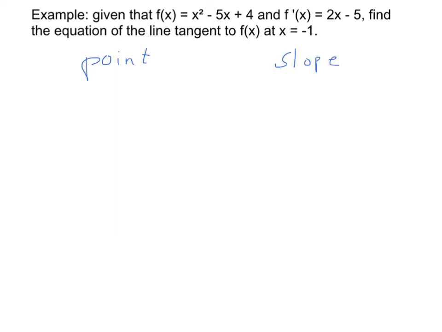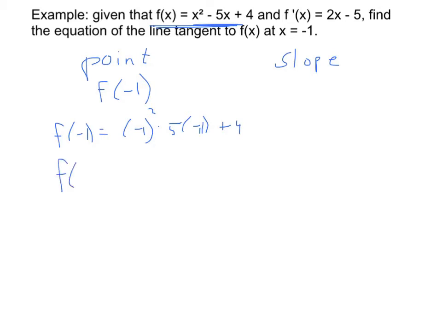How will I find the point? I'll find that by evaluating the original function, because the purpose of the original function is that it gives us back a y-coordinate. So if I do f of negative 1, f of negative 1 will be negative 1 squared minus 5 times negative 1 plus 4. Sorry, those were some sort of ugly numbers in there. F of negative 1 will be 1 plus 5 plus 4. So it looks like f of negative 1 is 10. Great, so the point is negative 1 comma 10.